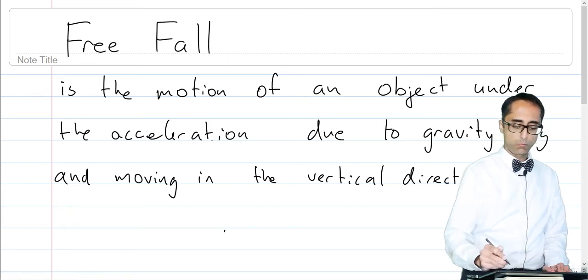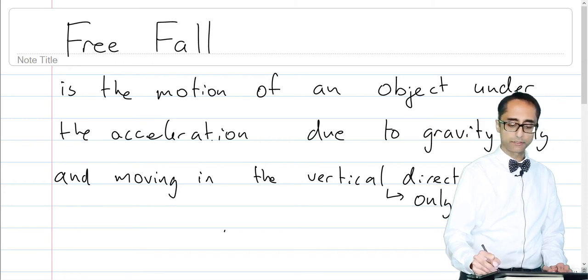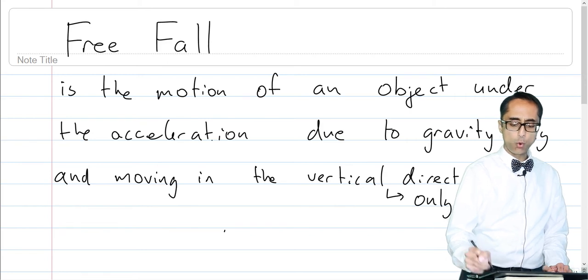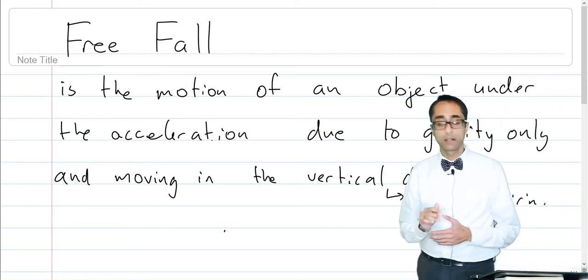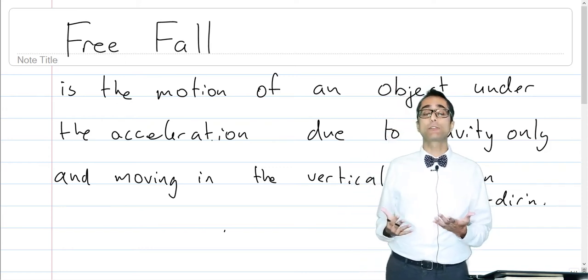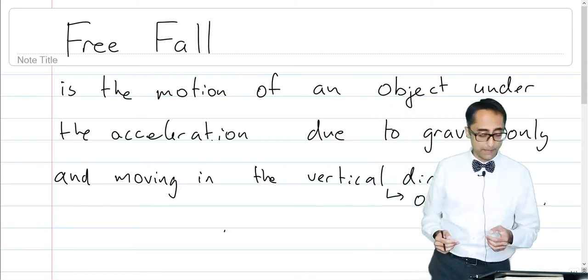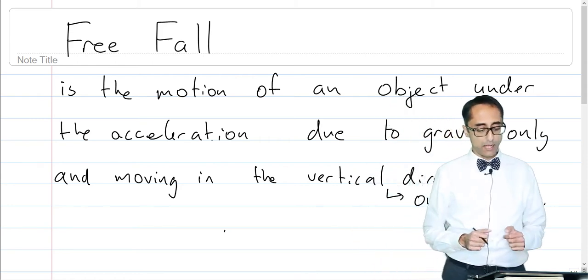And so when we say the vertical direction, I mean only what we will call the y direction. There's no x motion at all. Okay, so let's make sure we understand what free fall is by looking at a few examples, and I've filmed a few examples of free fall for us to look at.